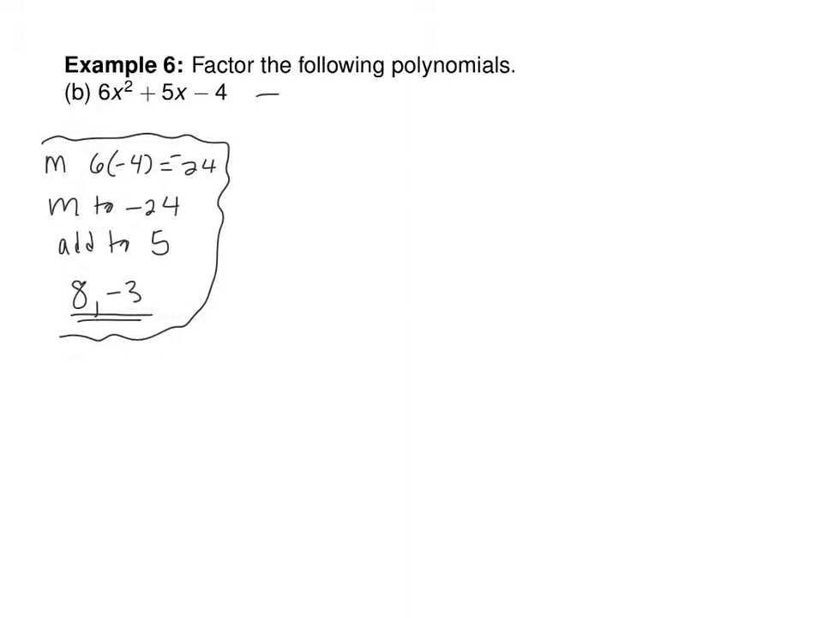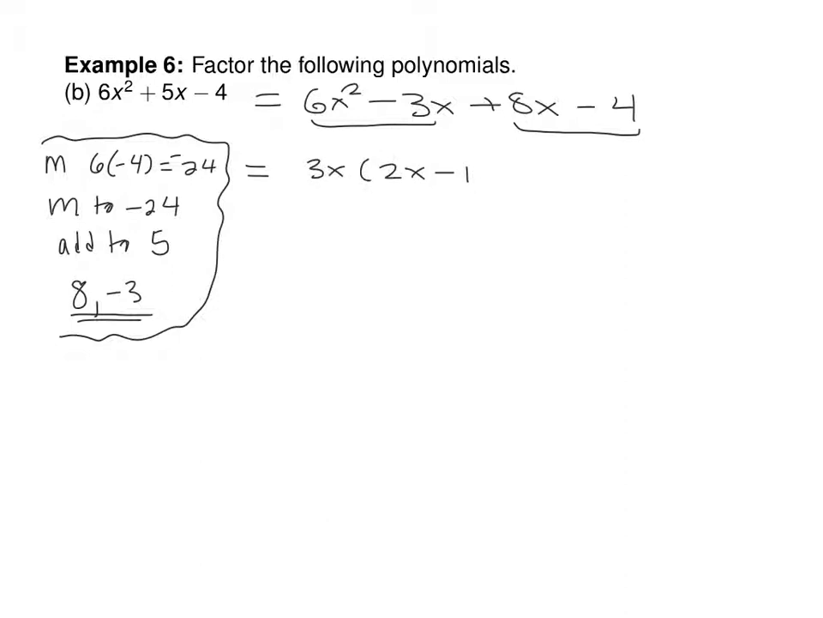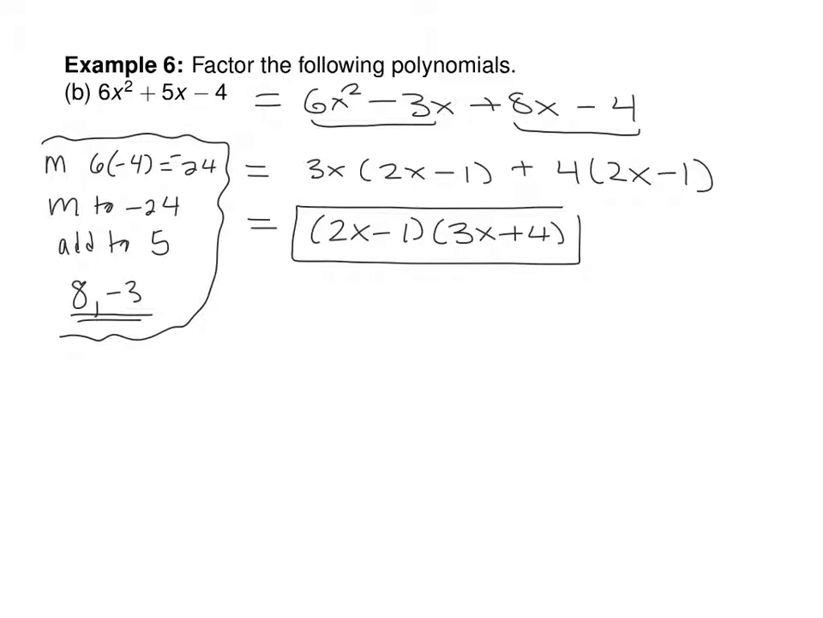So this expands into 6x squared. I'm going to put the negative 3x first and then the plus 8x second. I'll look at them in groups of 2 and take out the greatest common factor from each group. So I have 3x times 2x minus 1 plus 4 times 2x minus 1. You'll know that you're right when you get these matching linear factors. Here we have matching 2x minus 1s. Your final answer is 2x minus 1 times 3x plus 4. It does not matter which order those terms are listed in. And if you're uncertain if you're right, you could just multiply them together to check.